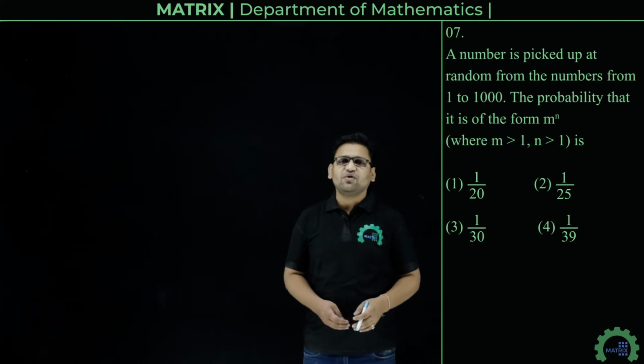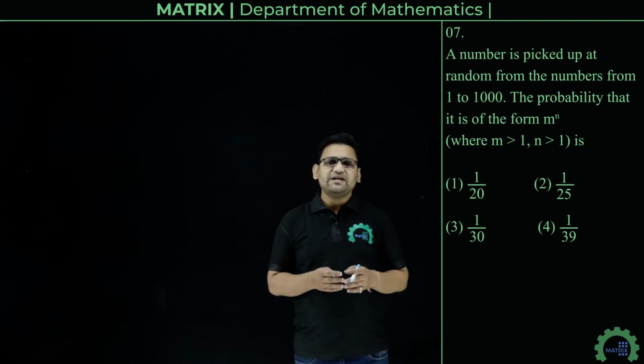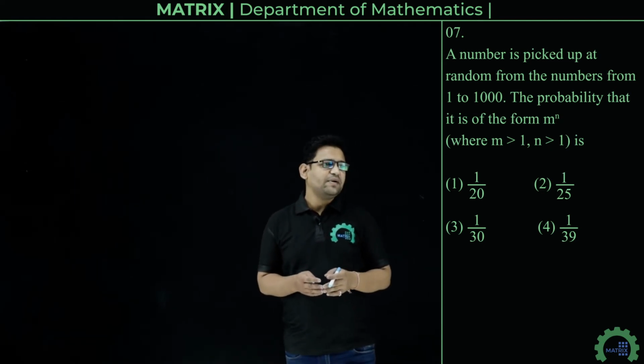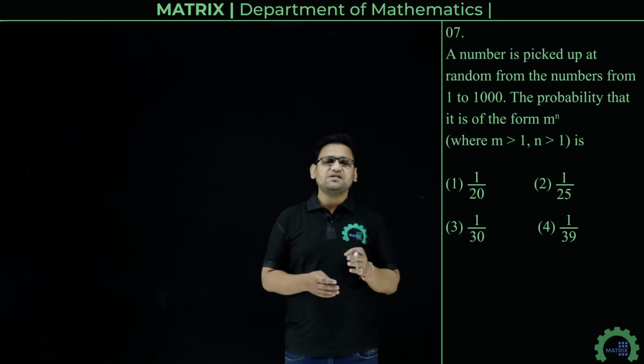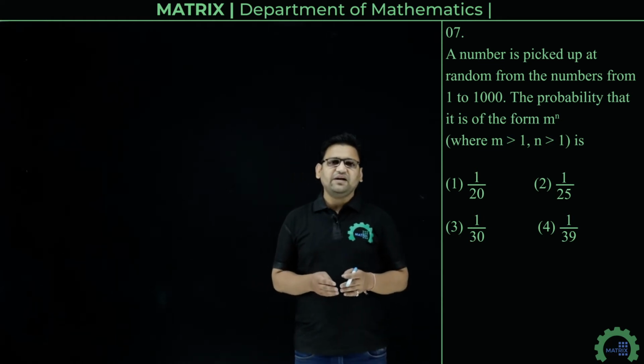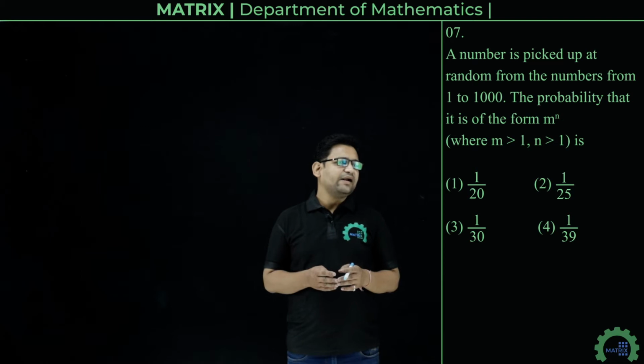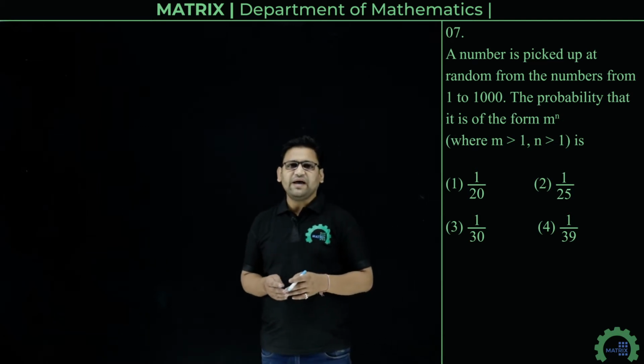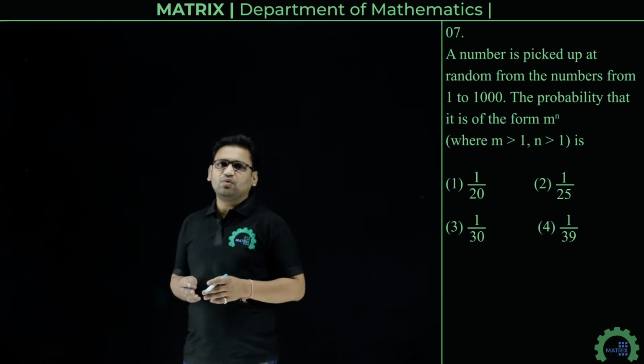Next question is from probability, in which it is given that a number is picked up at random from the numbers 1 to 1000. Then we have to find the probability that it is of the form m raised to power n, where m and n both are greater than 1.